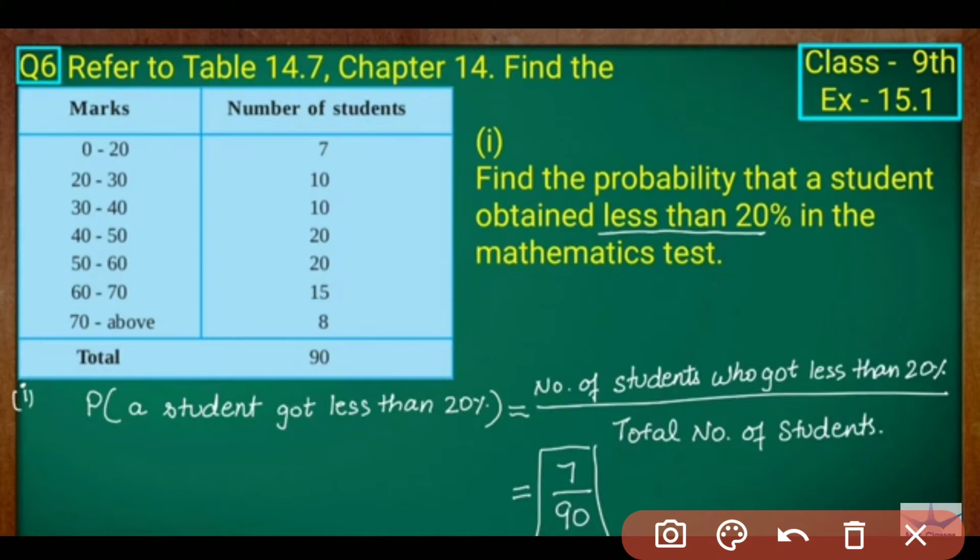Question is given, certain marks given and number of students are given. So the total number of students is 90. Find the probability that a student scores less than 20% in the mathematics test. When we talk about less than, we do not include 20 and above. So we take 7 upon 90 for the first condition.